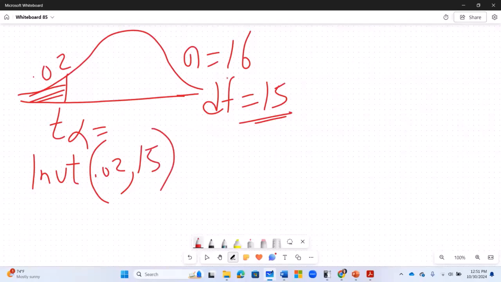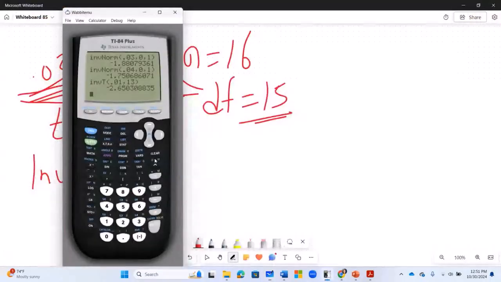Okay, so I just pull my calculator up. It's that simple though. I pull my calculator up and then I find inverse T. So second distribution, inverse T is number 4. The area to the left is 0.022%.